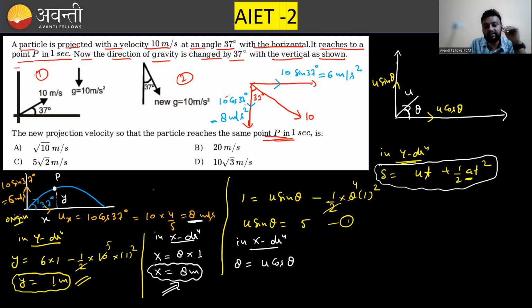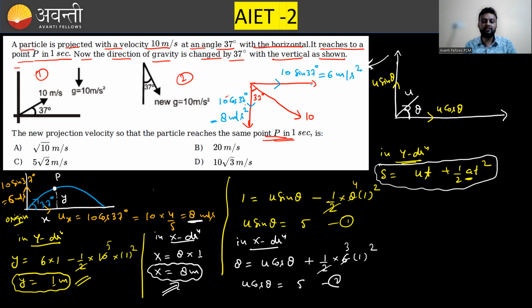What is the acceleration? 6 meter per second square, in the right, positive direction. So that is half, a is 6, time is 1 square. You can clearly see that 2 3s are 6. This is 8 minus 3, that is 5. So u cos theta is equal to 5. This is equation number 2.